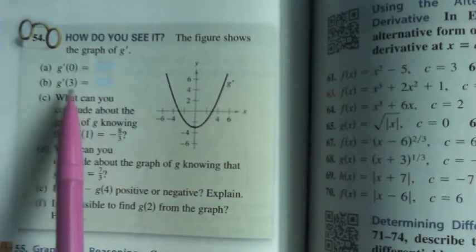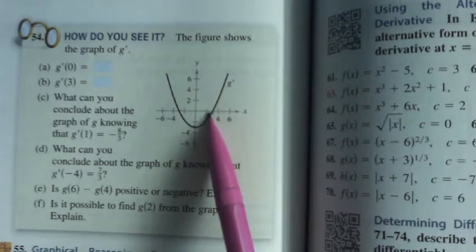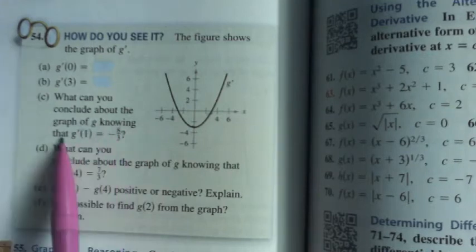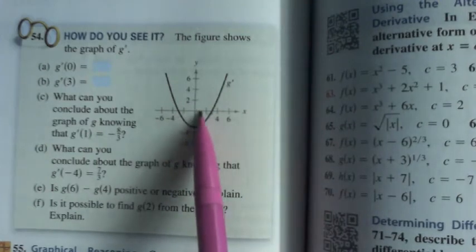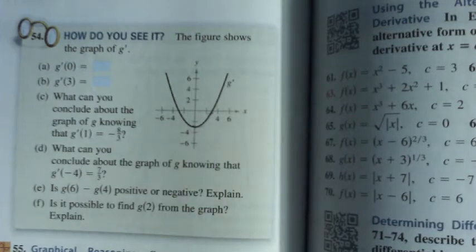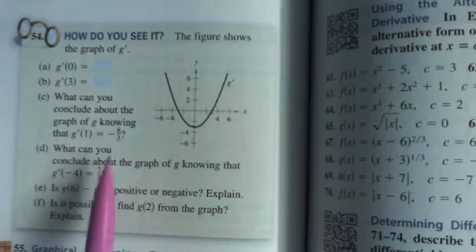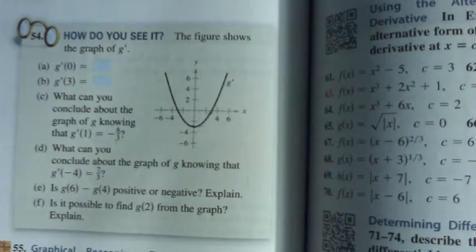g prime of 3 is what value? 0. That means on our original graph, at 3, it has a slope of 0. What can you conclude about the graph of g knowing that g prime of 1 is -8/3? So at 1, our slope is -8/3. So on our original graph, at 1, it's decreasing. That's what that tells us. If it has a negative slope at 1, that means on our original graph, it's decreasing.